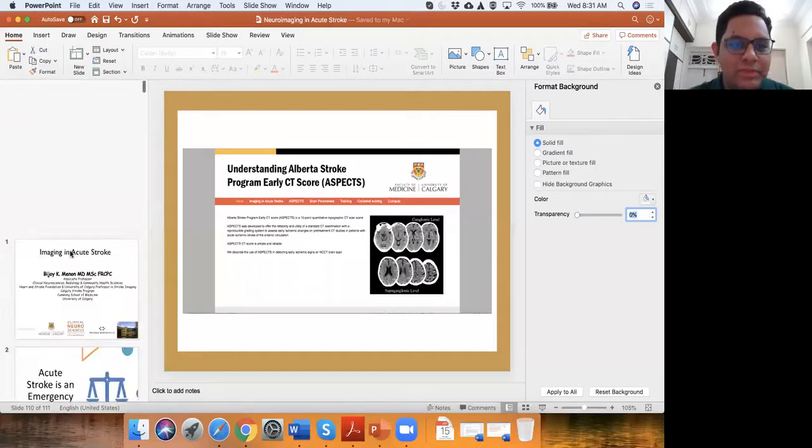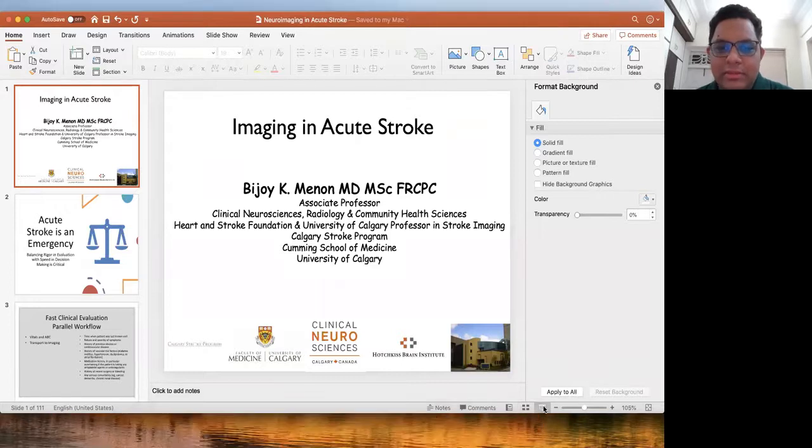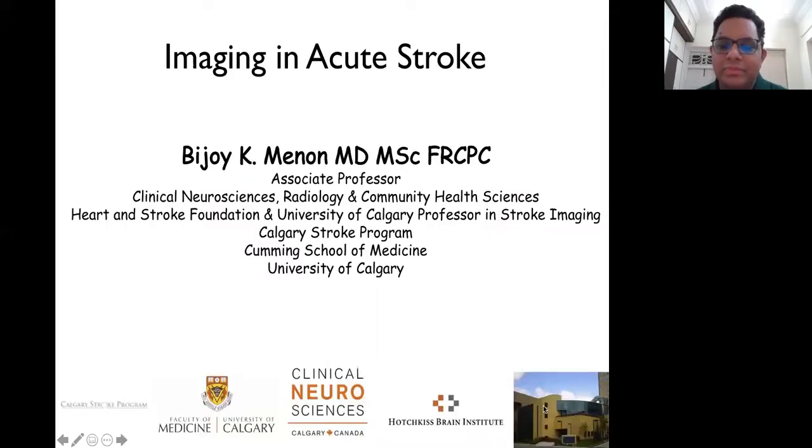He's associate professor at the University of Calgary. He has done some incredible research in terms of neuroimaging, and he has written the latest chapter in Continuum on the same imaging in acute stroke. And he's also involved in research related to therapies for acute stroke care.